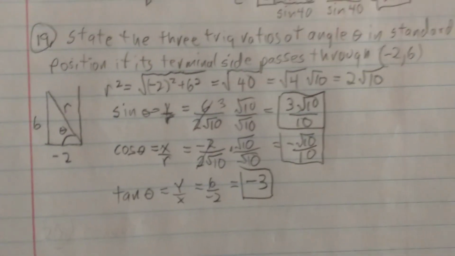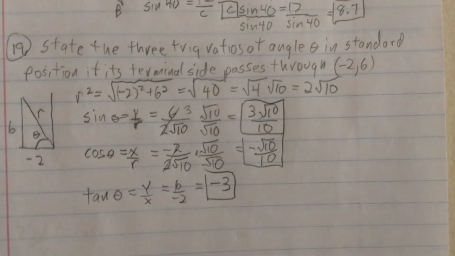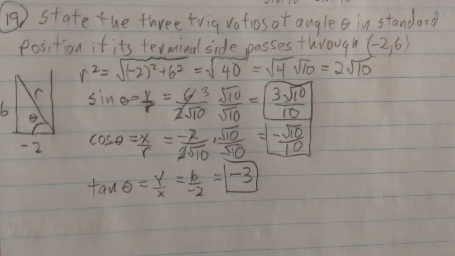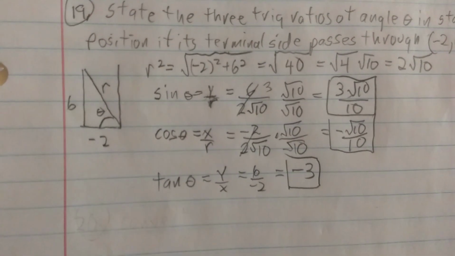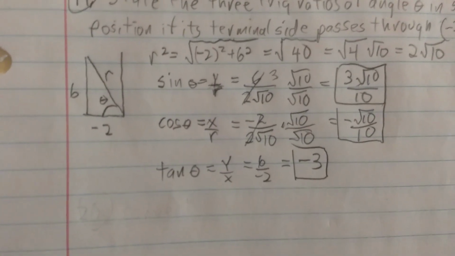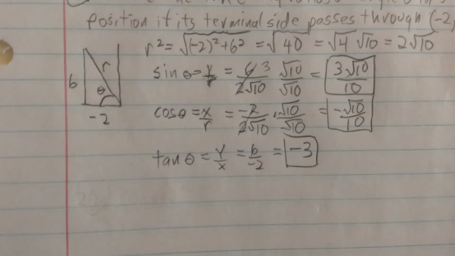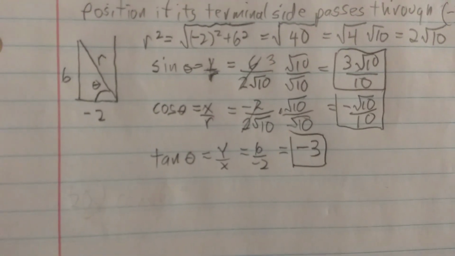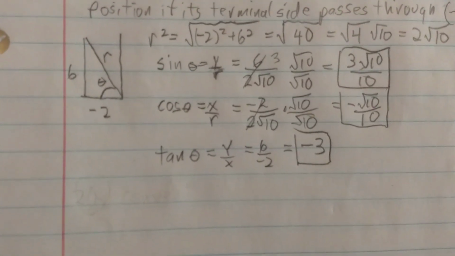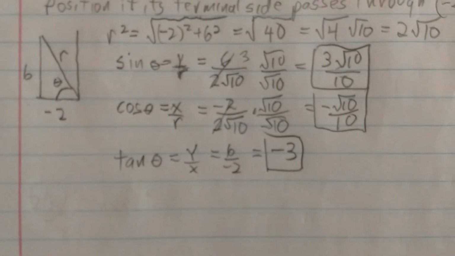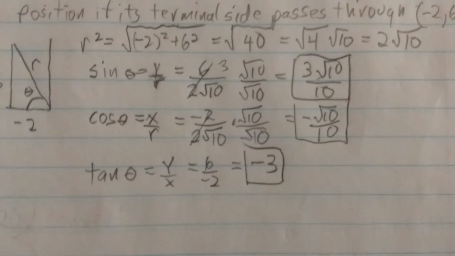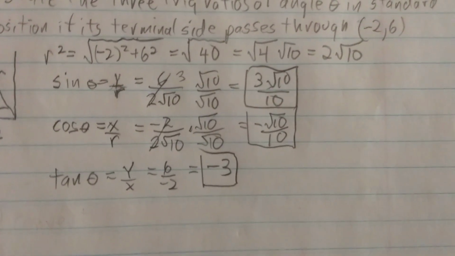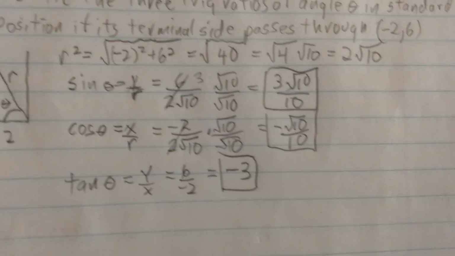Now on 19, state the 3 trig ratios of an angle in standard position if its terminal side passes through negative 2, 6. So we look at the origin, we go left 2, up 6, so that becomes our x and y. So we know that the radius, or the distance for the hypotenuse, is the square root of negative 2 squared plus 6 squared, which is the square root of 4 plus 36, or square root of 40, which for perfect squares is the square root of 4 times the square root of 10, or 2 square roots of 10.